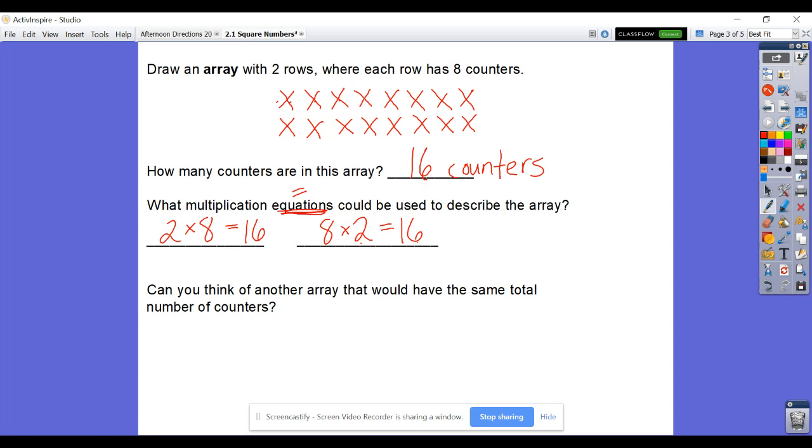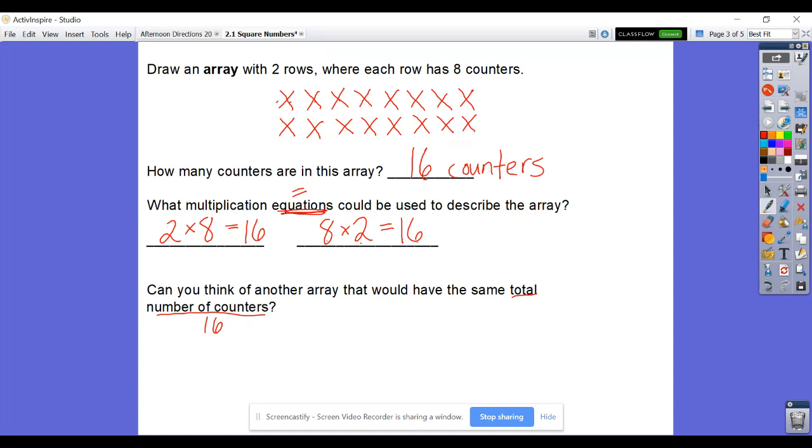The next question asks, can you think of another array that would have the same total number of counters? So we want to have 16 total counters, but it can't be a 2 by 8 or an 8 by 2. We already did that. So pause the video, and I want you to see what arrays you come up with. Play the video again when you're ready to see the answers.